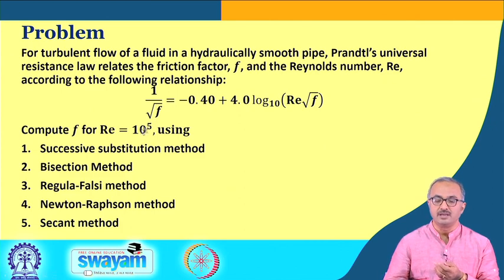Okay. With this brief introduction on the friction factor, let us go to this problem, in which we have been given a relationship between the friction factor and the Reynolds number. And we have been told the Reynolds number is 10 to the power 5.